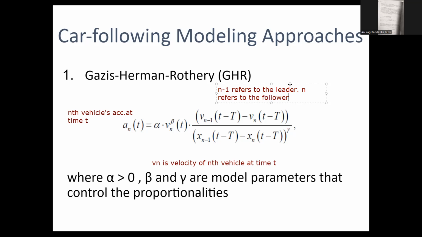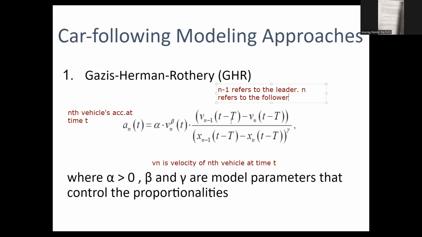So if n minus 1 is the leader, then n will be the follower. If n is the leader, then n plus 1 will be the follower. You're basically counting vehicles as they go, so the leader will always pass that point first. If that is your nth vehicle, the follower will be n plus 1. If the leader is n minus 1, the follower will be the nth vehicle. That's what you're trying to do.